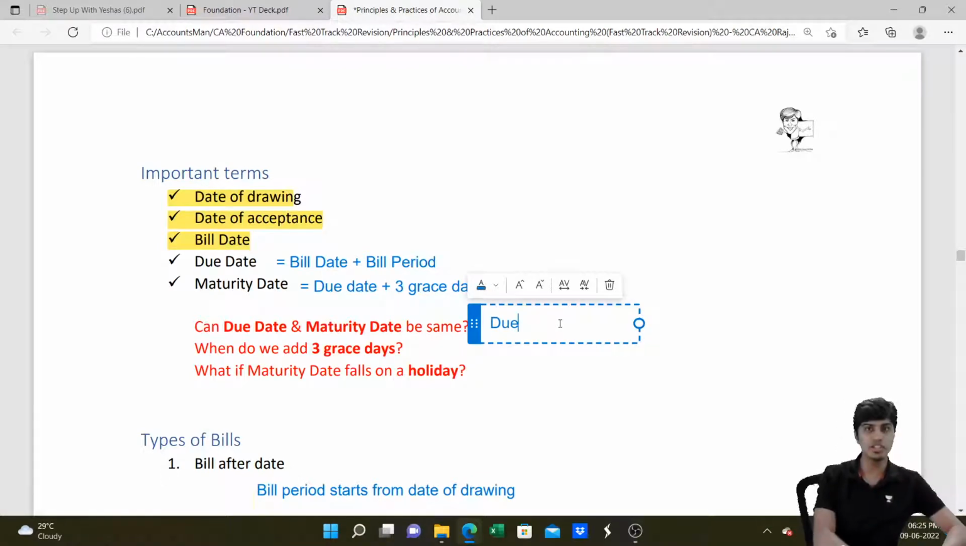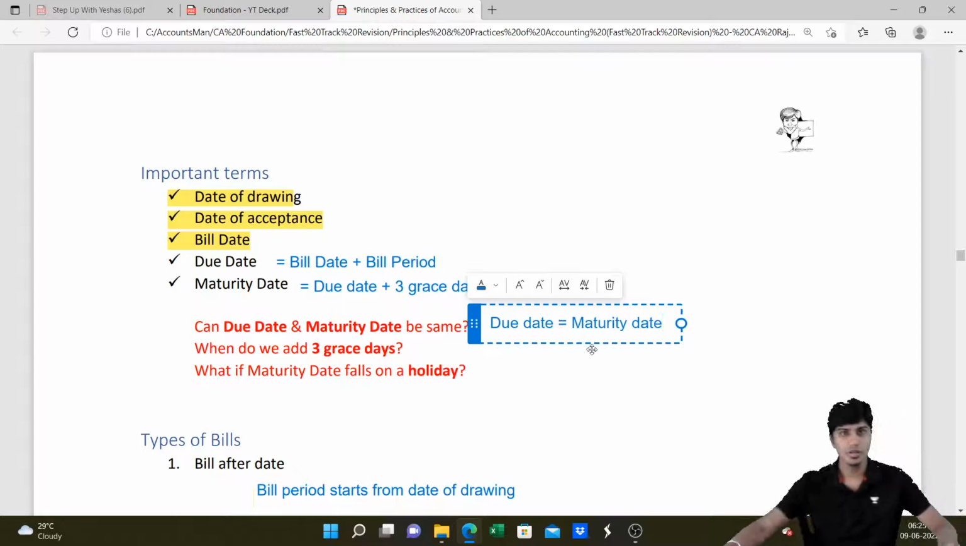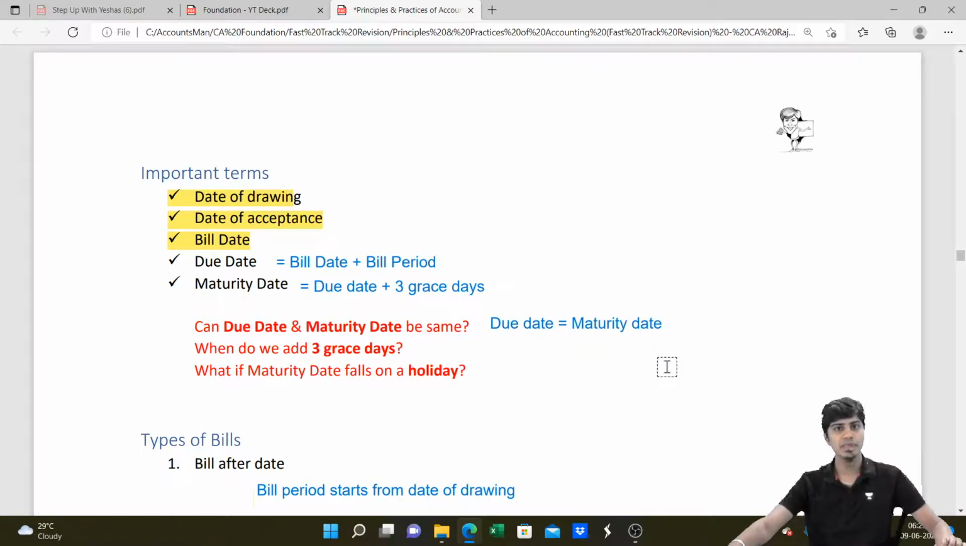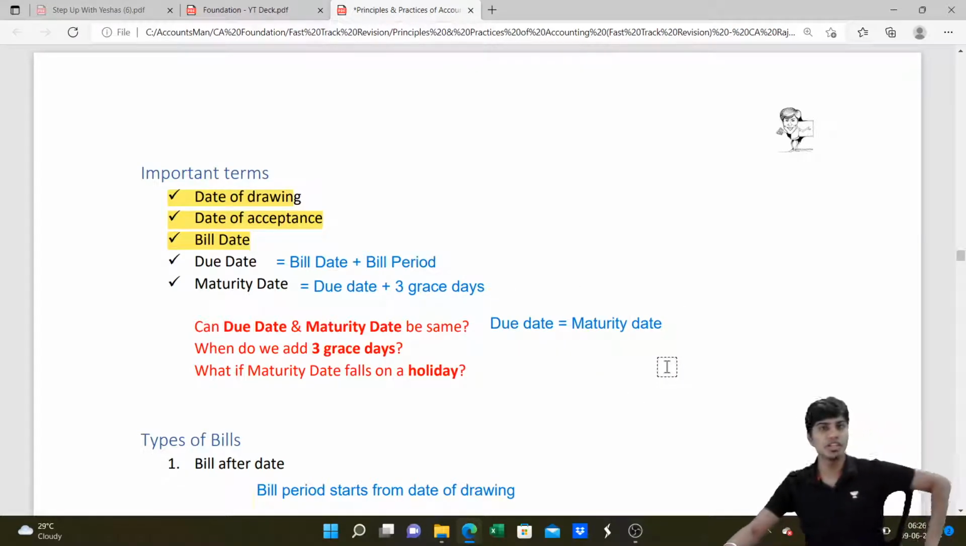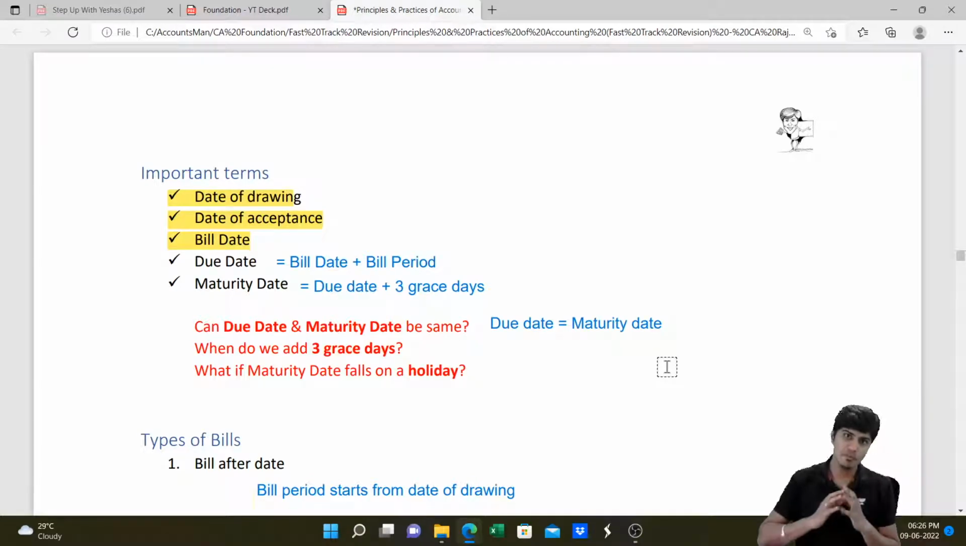Can due date and maturity date be the same? Yes. Due date is equal to maturity date. When will they be the same? When we specifically state that there is no concept of bill period. I mention in my bill that the bill is going to mature on 1st of August. There is nothing like due date is 1st of August and maturity date is 3 days after. No such concept. It's always going to be 1st of August.